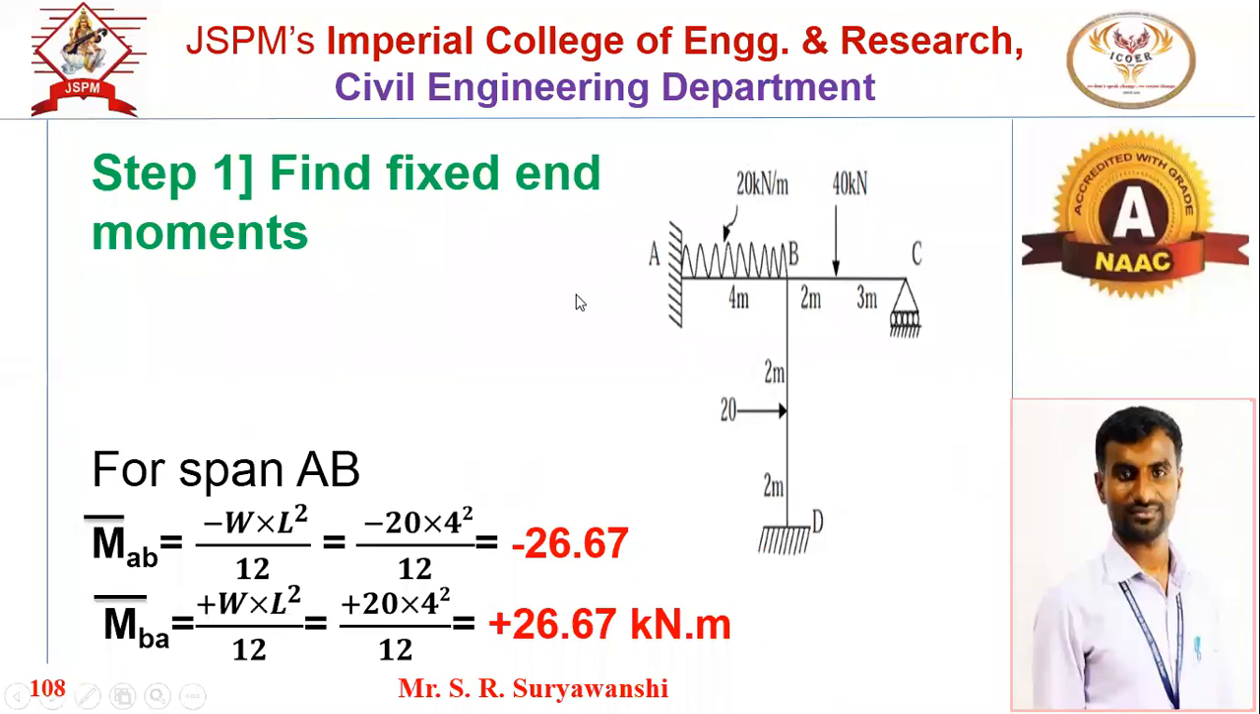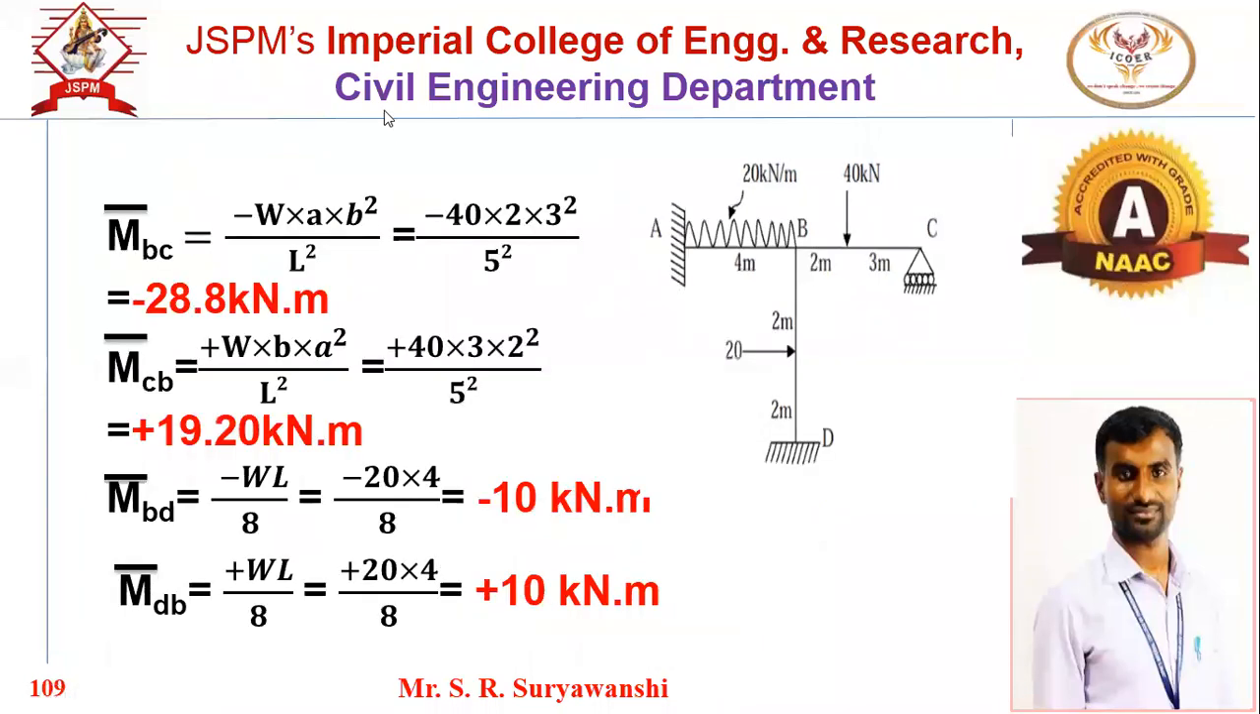Next, the BC member. Here the loading is eccentric, so we will get 2 different moments. M bar BC will be minus W A B square by L square. Putting the values, W is 40, A is 2, B is 3 and L is 5. So M bar BC will be minus 28.8, whereas M bar CB will be W A square B by L square, and that will be positive 19.2 kilonewton meter.